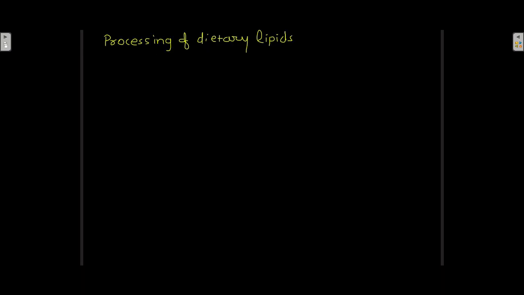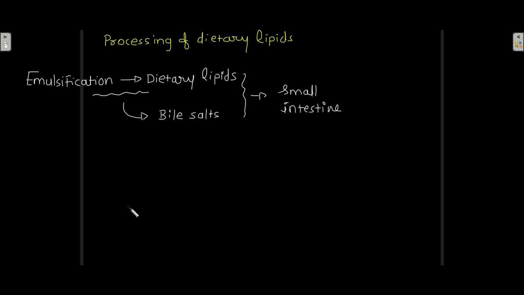Now let's look at the overview of processing of dietary lipids. First there is emulsification of these dietary lipids, and this is done with the help of bile salts. This emulsification of dietary lipids with the help of bile salts occurs in the small intestine. That is how it is started.